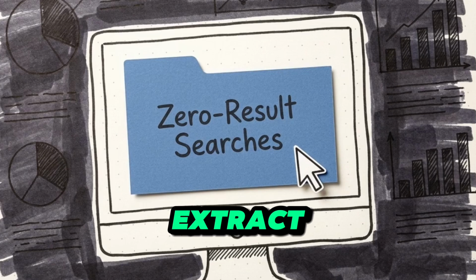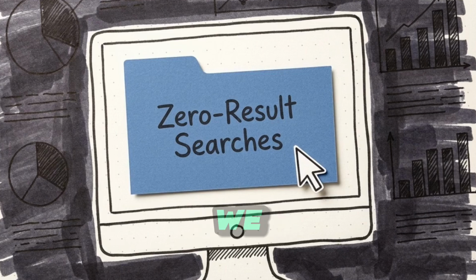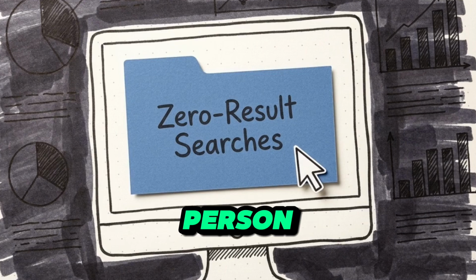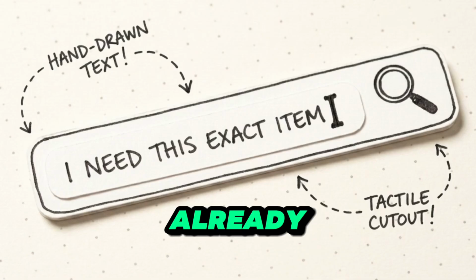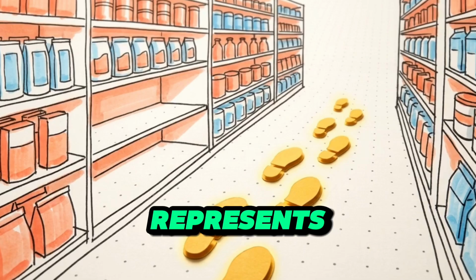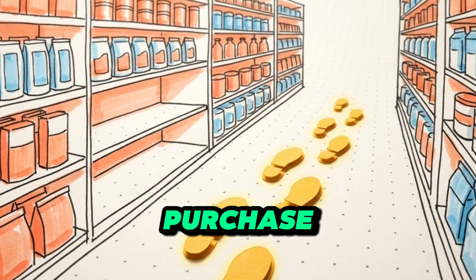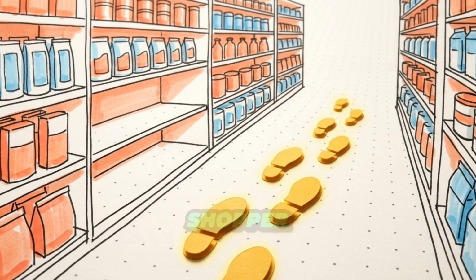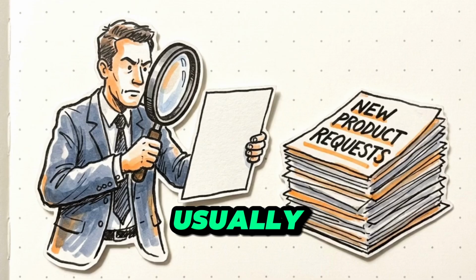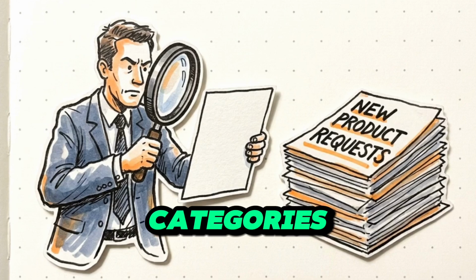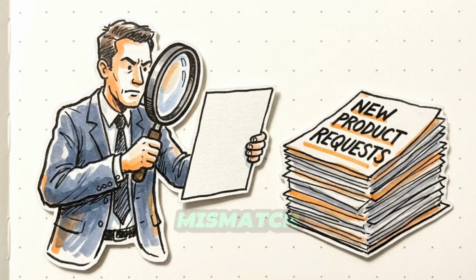Next, to extract the value from these dead ends, we have to recognize the mindset of the person typing. Because a search query comes from an active shopper already browsing your site, it represents an incredibly high intent to purchase. When that high-intent shopper hits a wall, the problem usually falls into one of two categories. The first is a language mismatch.